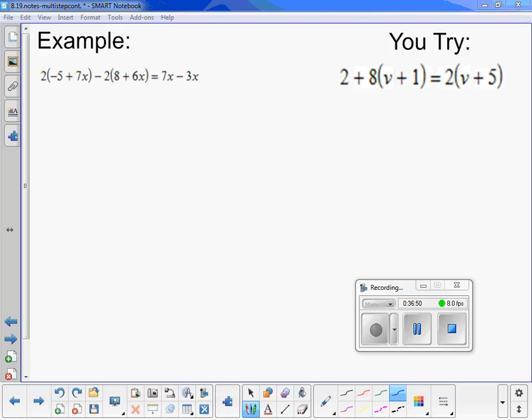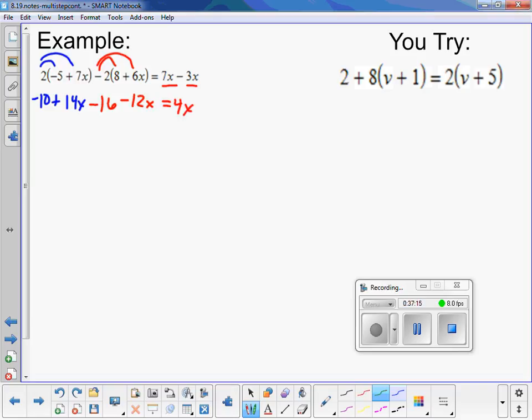So 2 times negative 5 is negative 10. 2 times positive 7x is positive 14x. Then I look at the next set. I have a negative 2. So negative 2 times 8 is negative 16. Negative 2 times 6x is negative 12x, equals. And then 7x and a negative 3x. Those go together, don't they? So that would just give me 4x.